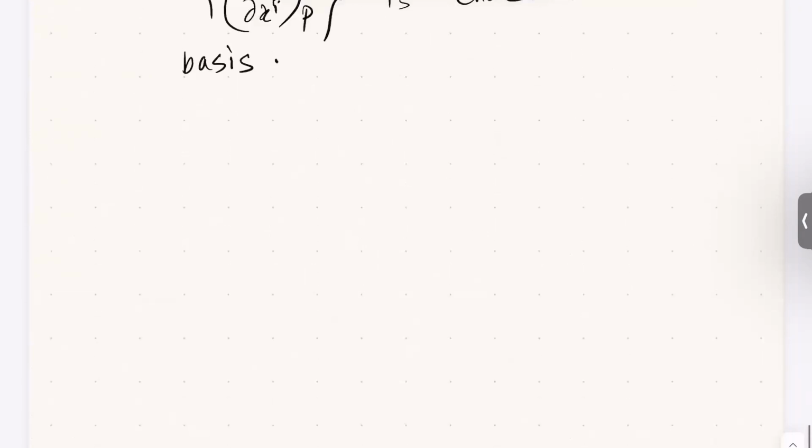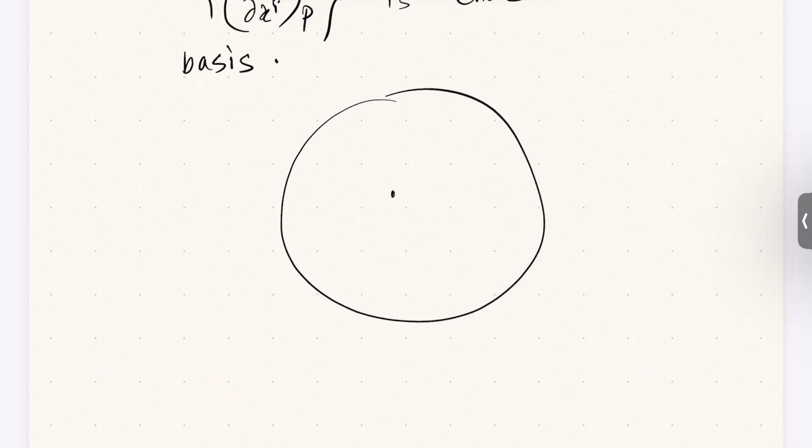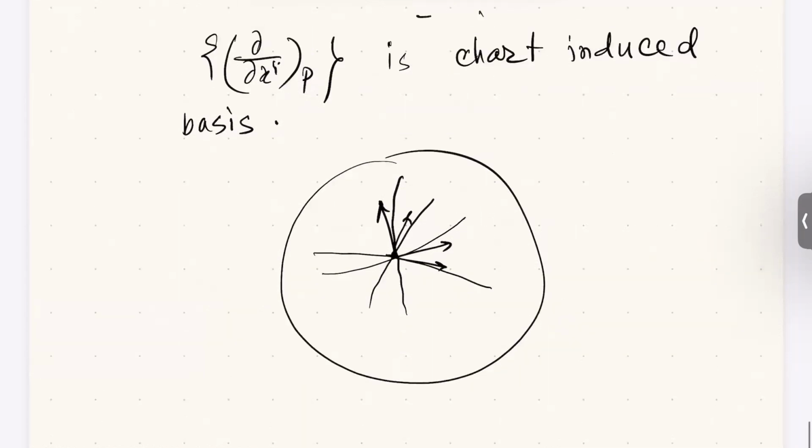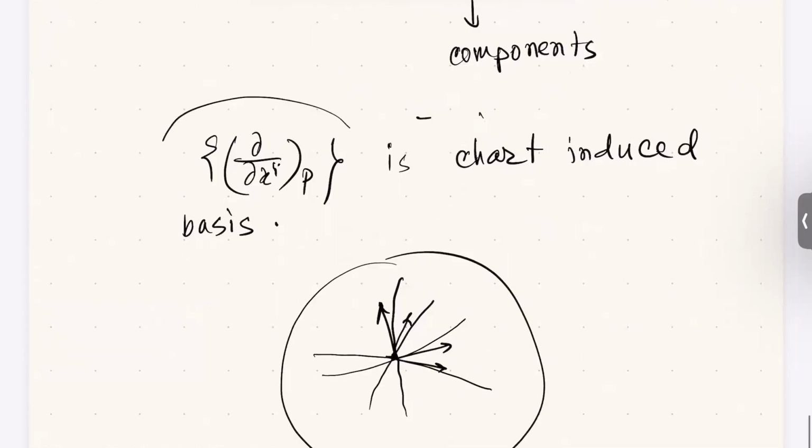So if this point is P, it is possible there are different curves, and for every curve we know there exist tangent vectors. And these are actually the velocity vectors. And if we consider it in a chart, then this will be the basis of the vector space.